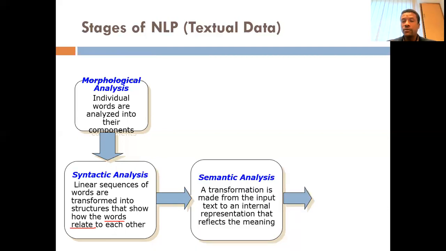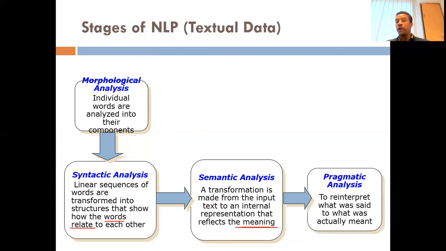Next to that, you have to look into the semantic. So the spelling might be correct, the order might be correct, but the meaning that's derived from that combination might not be correct. So understanding or analyzing the meaning of a word or a phrase or a structure is what we call semantic analysis. So transformation is made from the input text to the internal representation that reflects the meaning. As we said earlier, sometimes the morphology might be correct, the syntax might be correct, but the semantic might be challenging. The other one is pragmatics.